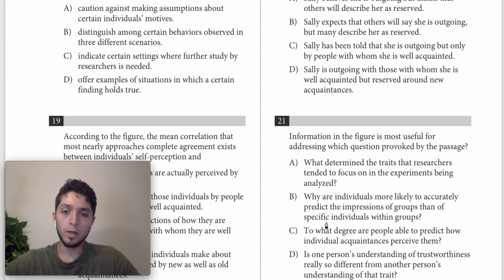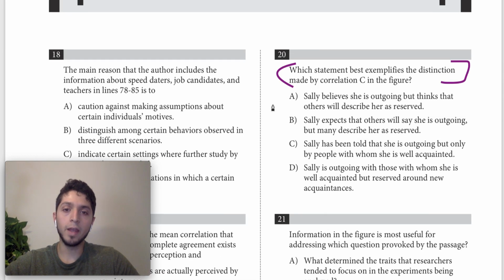So then we're going to look at the answer choices for 20, and we can already see these different scenarios with Sally, Sally, Sally, Sally, Sally. I don't know if I ever met anybody really named Sally. I don't know what happened to that name. Google Trends, let's check it out.